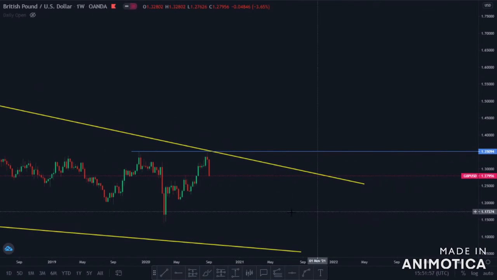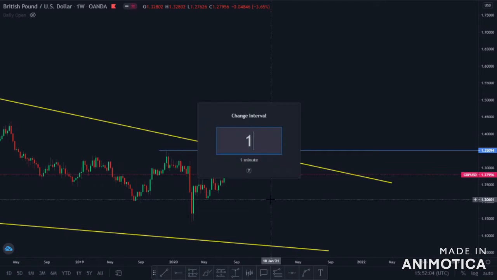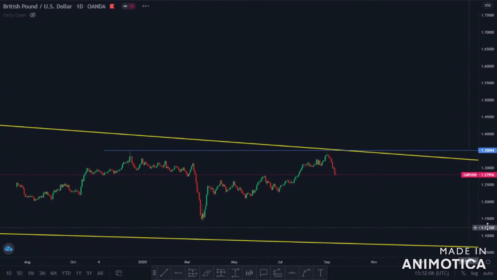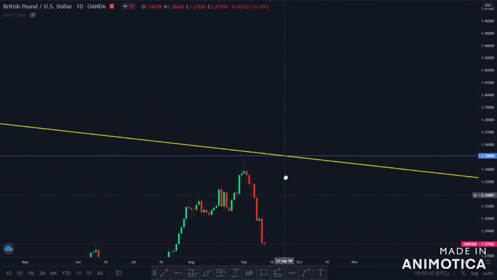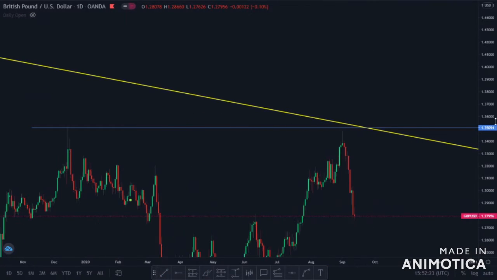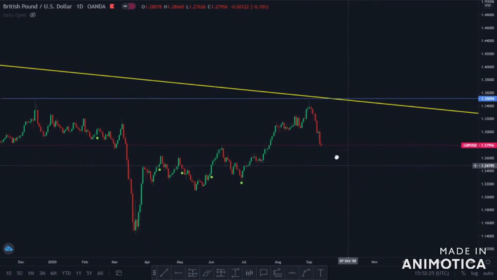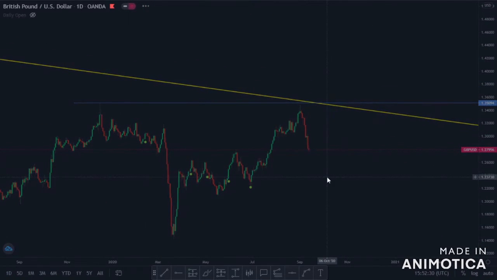Let's head down to the lower time frames and I'll show you how you could have taken advantage of this move right there. That is on the daily time frame. As you can see here, it gave you a nice candlestick formation, indicating that sellers are in control and that we could see more movement towards the downside. Let's head down lower.